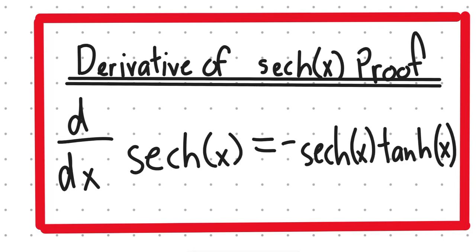In this video, we're going to prove the derivative of the hyperbolic secant of x, which states that the derivative of sech x is equal to minus sech x times tanh x. We're going to use the limit definition of the derivative function in order to prove this formula. So let's just dive right in.